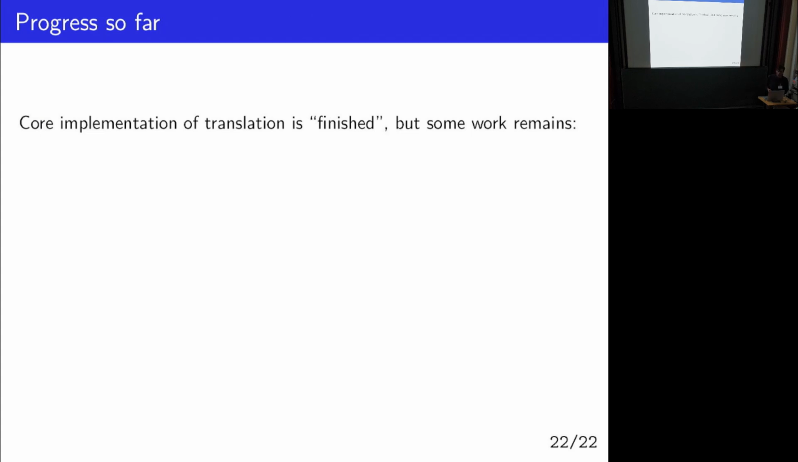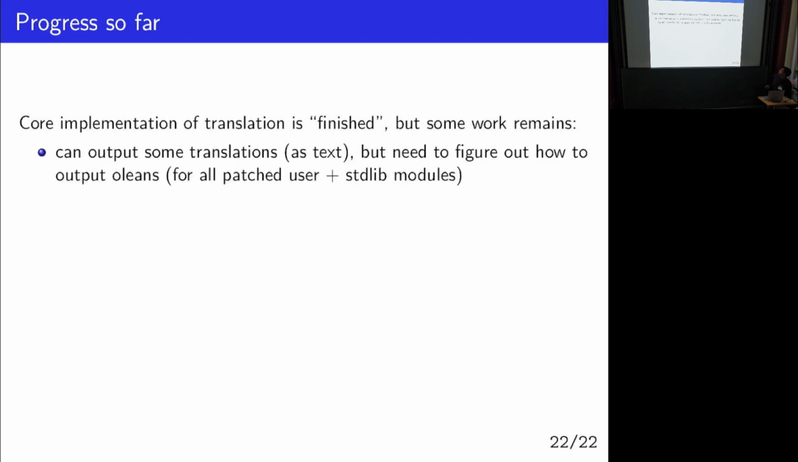So for my progress so far, you've caught me at the cusp of having some interesting output. The core implementation is pretty much done, I think. Well, there are probably bugs, but I'll need to work those out. I already have some output. I can see, in text form, some translations of terms that have patching applied to them. But I still need to figure out how to do the Olean stuff, so Mario can maybe help me with that.